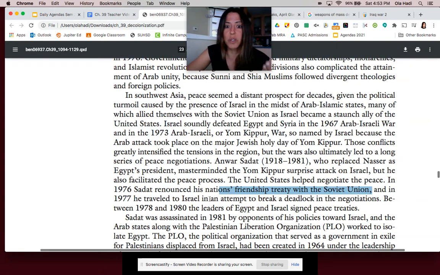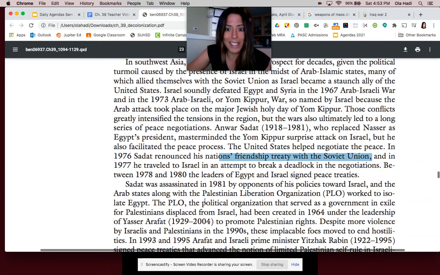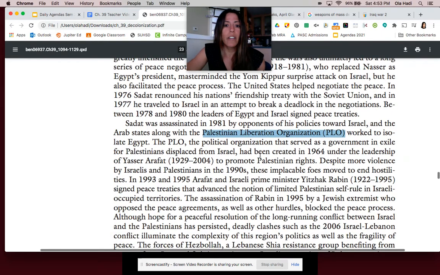So many Arabs see this as a betrayal, and ultimately Anwar Sadat will be assassinated by people that opposed his policies towards Israel. An organization called the PLO, or the Palestinian Liberation Organization, is going to try to isolate Egypt politically. You have the leader of the PLO at the time, Yasser Arafat, trying to support Palestinian rights. Anytime Palestinians and Israelis were getting close to agreement and peace, extremists would complicate the issue, and there would be assassinations. So, for example, the Israeli prime minister is also going to be assassinated for making steps towards supporting Palestinian rights and Palestinian self-rule, Yitzhak Rabin.